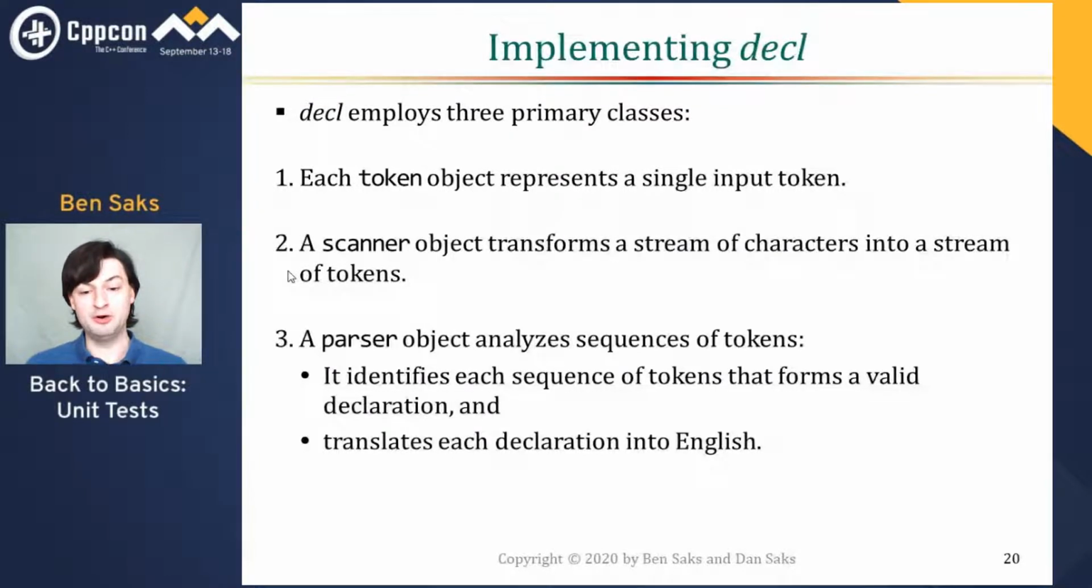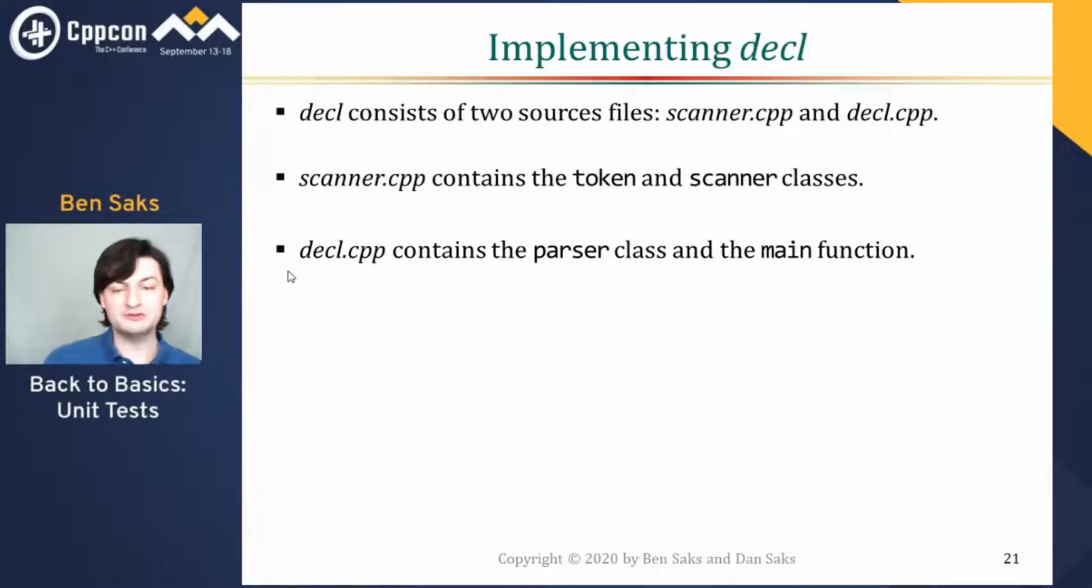And those tokens are fed into a parser, which analyzes the sequence of tokens, figures out if they form a valid C++ declaration, and if they do, it translates that declaration into English. So there are two source files involved here, scanner.cpp and decl.cpp. The token and the scanner classes are in scanner.cpp. The parser class and the main function are in decl.cpp.